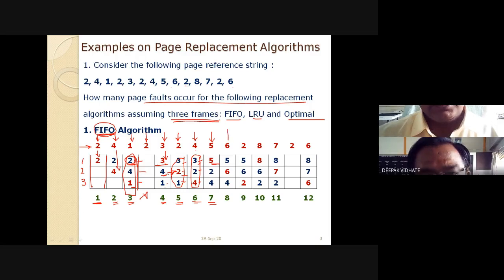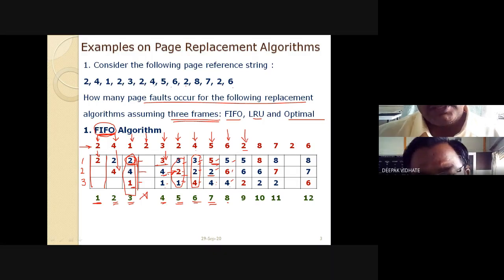The same case for 6. So for 6, which is to be replaced? Comparison between 5, 2, and 4. So 2 is the earlier, or 2 is the first one as compared to 5 and 4. That's why the new structure becomes 5, 6, and 4. Page fault number 8. For 2, again 2 is not present in the list. So page replacement is required.